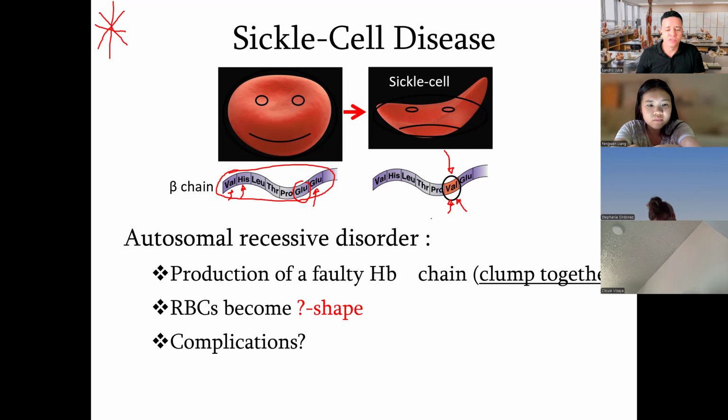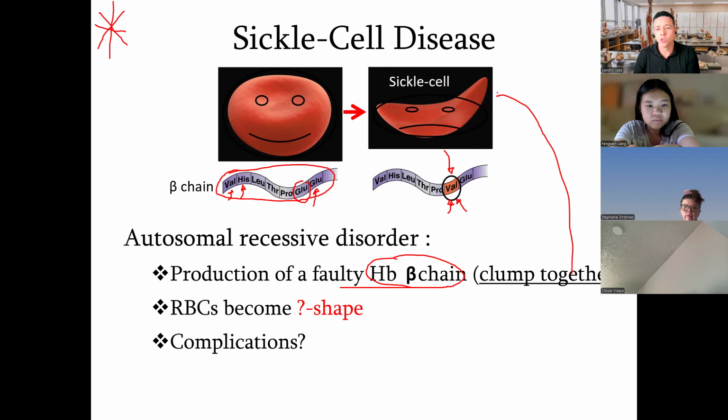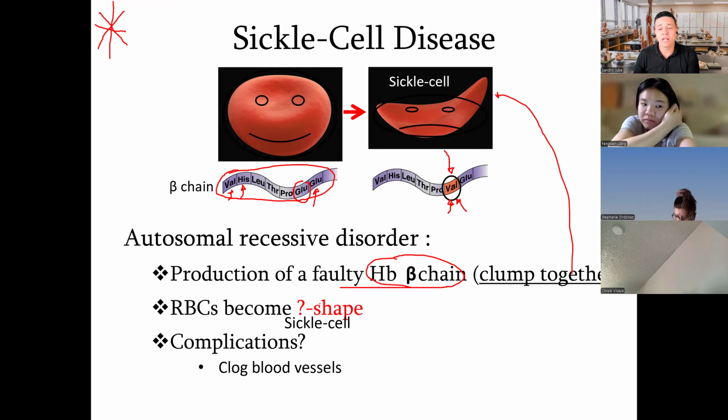Okay? And this faulty hemoglobin beta chain right here is going to cause the sickle cells to clump together. Because of their shape, they're going to start clumping with one another. They're not going to flow like we see usually in a normal, healthy red blood cell through the blood vessels. They start clumping. Okay? And because of this sickle cell shape, these cells become very fragile.